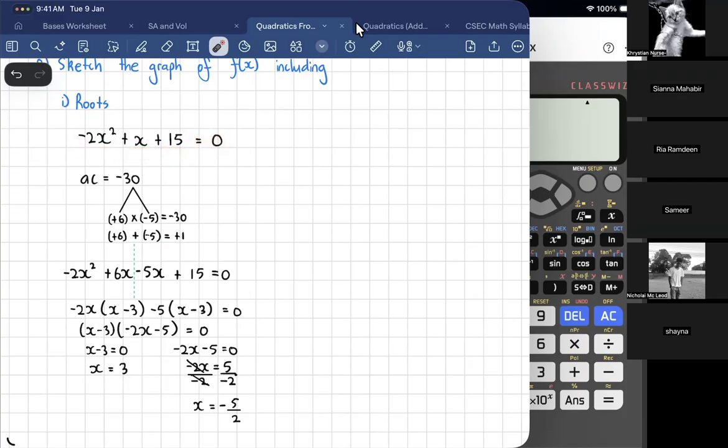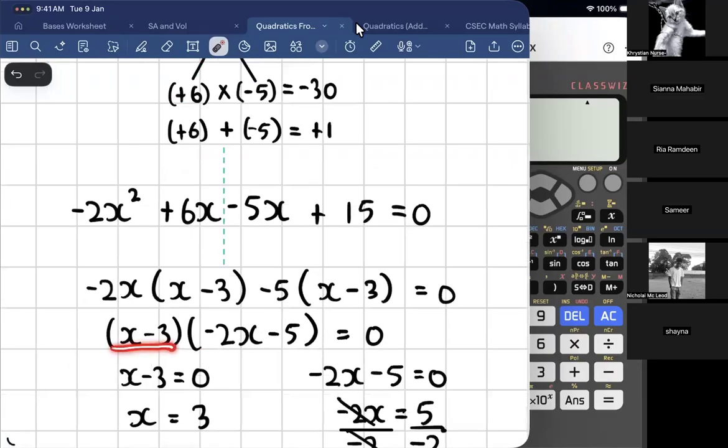The next thing, if it is factorizable, you factorize it and you put it equal to 0. And you see these things like x minus 3 and minus 2x minus 5. Since the highest power for x is just 1, we call them linear factors.